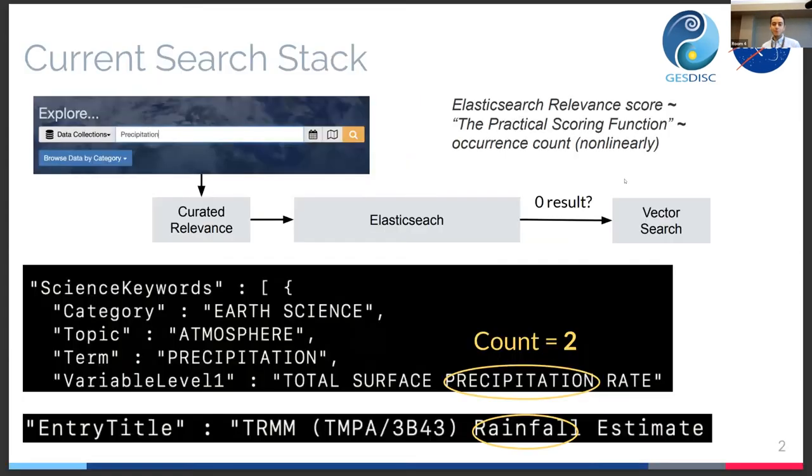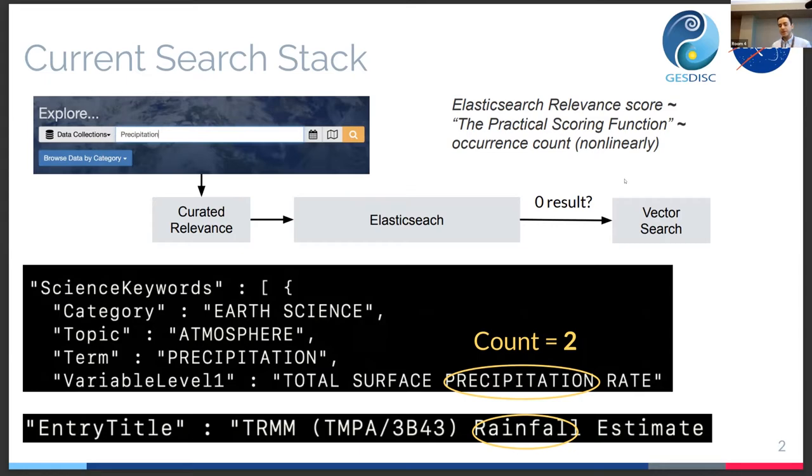From a DAAC perspective, or from any data provider, if you have a search interface in front of your data, you always want to provide the most relevant data to your users. What I'm showing right now is our current search stack. If you have a search engine, you probably have something similar, a document store, or maybe even a relational database. But the bottom line is that you store these documents in a document store, and then there's metadata associated with your data sets.